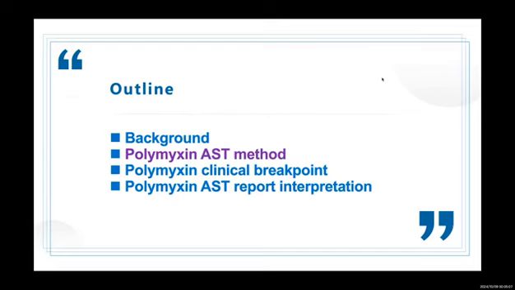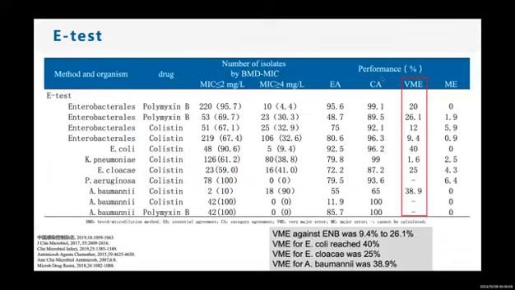The second part is polymyxin AST method. Firstly, the E-test method. We come to its characteristics. VME against Enterobacterales was 9.4% to 26%, and VME for E. coli reached 40%. For Enterobacter cloacae it was 25%, and for Acinetobacter baumannii it was 38%.